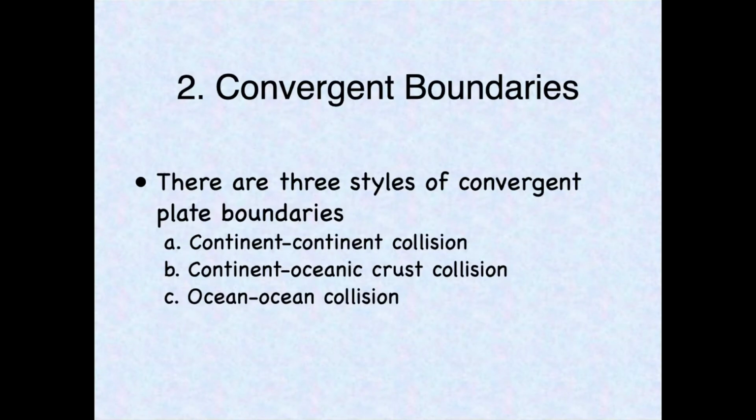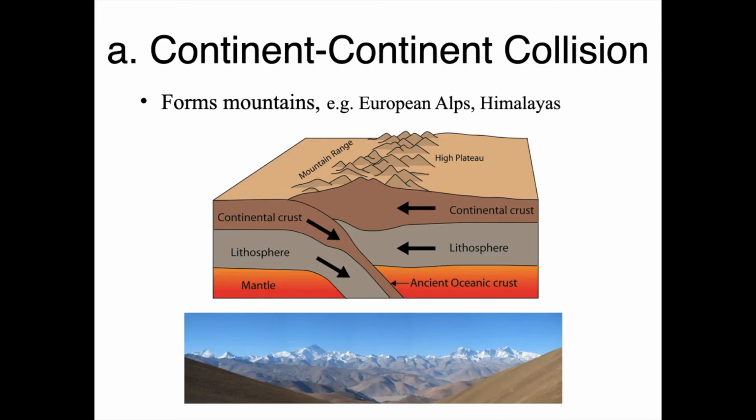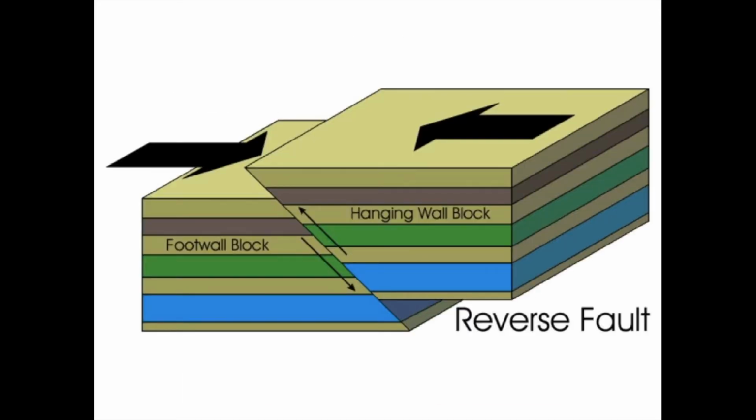When we have convergent coming together, remember there are three types: continent to continent, creating mountains; continent to ocean collision, which would be your subduction; and then ocean to ocean, which would be your trenches and underwater mountains. Make sure you know some examples. And then, of course, when we have converging coming together, it will create not just a convergent boundary, but you can have a reverse fault.